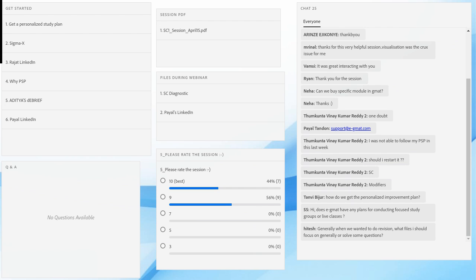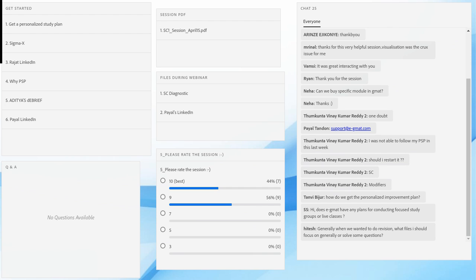Or let's say you are done with SC, but you were already pretty close in CR, so we'll look at where you're at, and then we are going to give you a specific sequence in which you should be doing things. Okay. Does e-GMAT have any plans for conducting focus study groups or live sessions? Yes, something will be coming soon.